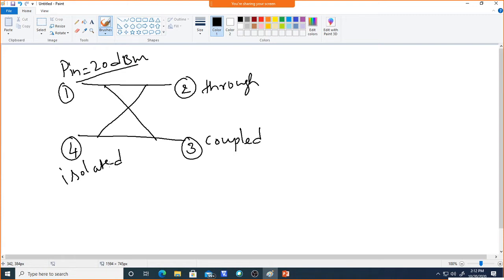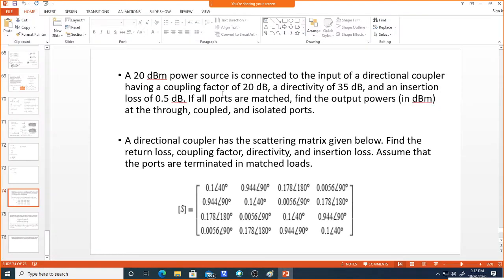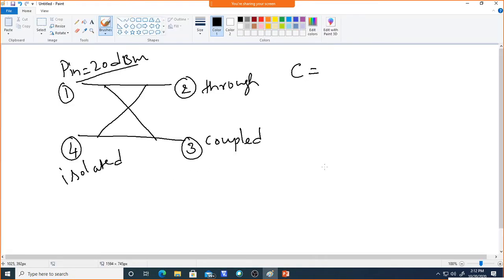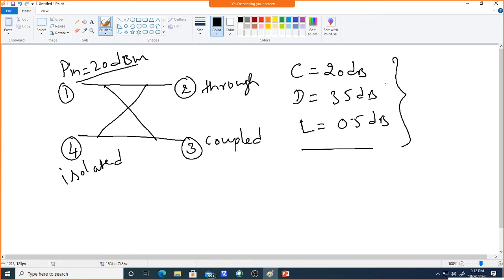So now, we already know the given data. The coupling factor is 20 dB, the directivity is 35 dB, and the insertion loss we can take as L, which is equal to 0.5 dB. So this is the given data. Here you have to note that this is the power actually inputted, and this is a factor in terms of dB, the coupling factor. This is not actually the power, but how much factor it is going to be coupled.